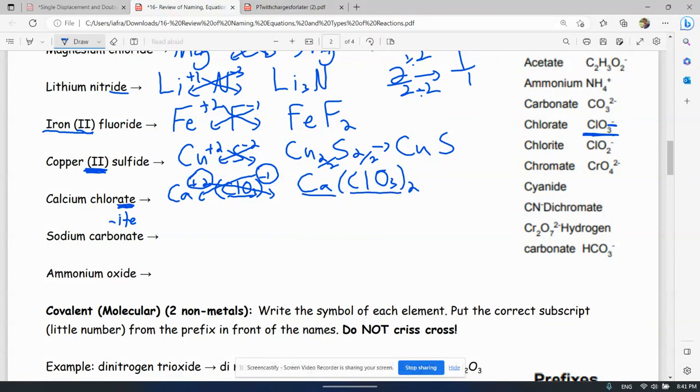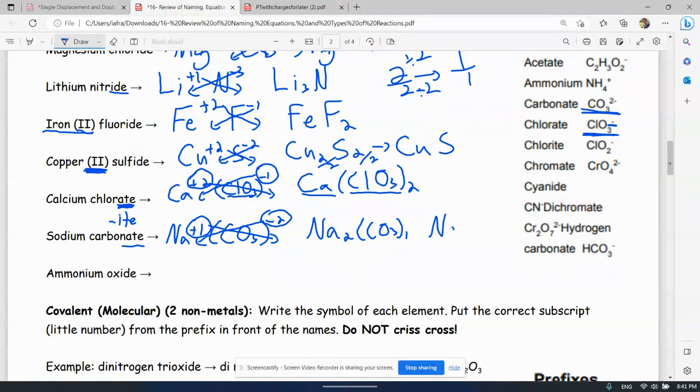All right, let's try the next one. Sodium carbonate. Sodium is Na plus 1. Ending in -ate, carbonate is a polyatomic ion. That's CO3 and our minus 2. Crisscross, and you get Na2(CO3)1. When you have a 1 outside the bracket of a polyatomic ion, you don't even have to put the bracket. You can just write Na2CO3, sodium carbonate.